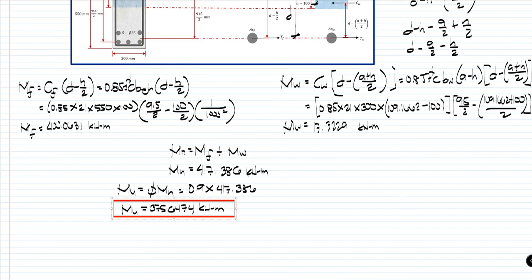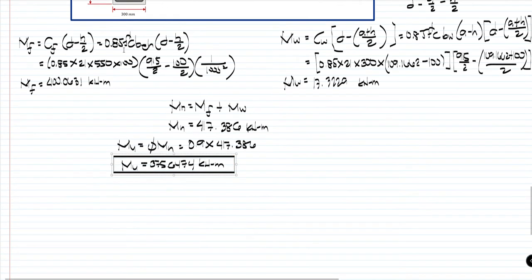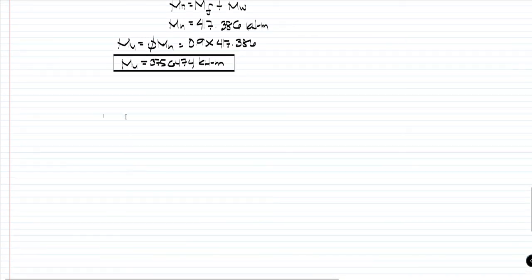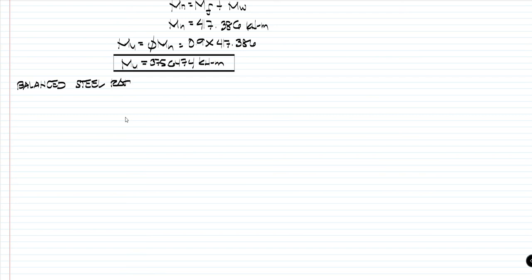As an additional to this sample problem, check na rin natin yung mga balance steel ratio niya and yung maximum steel ratio as well as yung minimum steel ratio. So, for the balance steel ratio, syempre, ang gagawin natin dito is kunin natin muna yung C balance niya. So, first, kunin natin yung epsilon y.